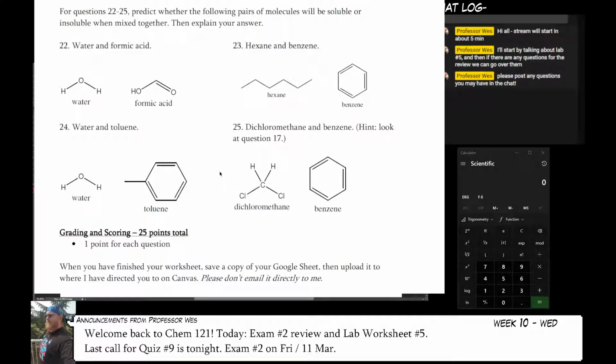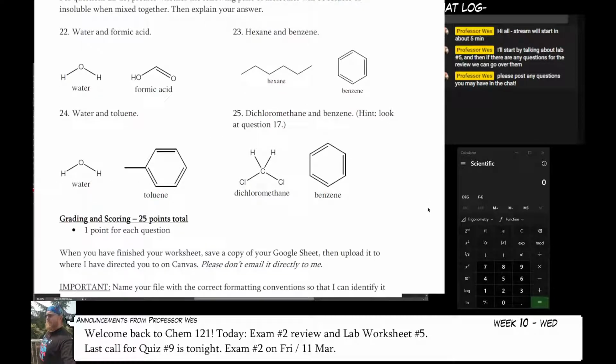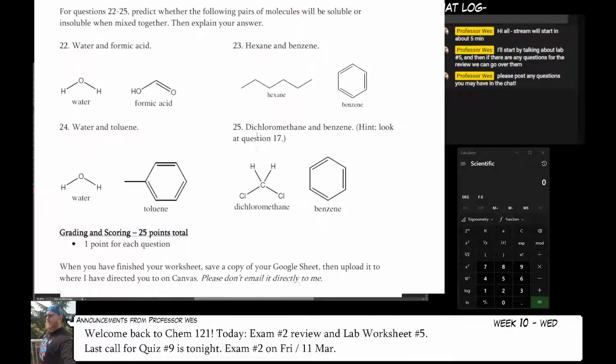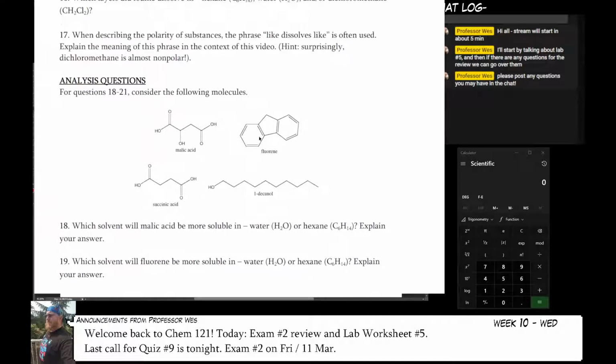And then down here, same thing. If I mix these 2 things together, like water and then formic acid, will I make one layer or two? Will they dissolve in each other or not? Hexane and benzene, one layer or two. Water and toluene, and so on and so forth. You should be able to tell that based on the picture. For 25, I do give you a hint that I want you to go back and look at number 17.